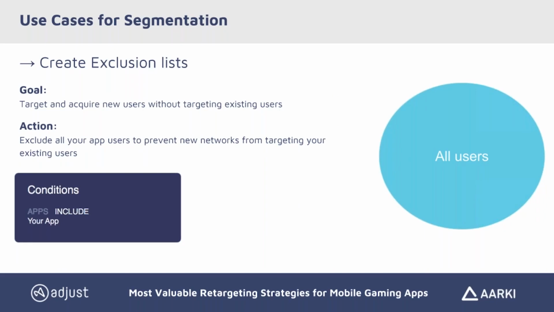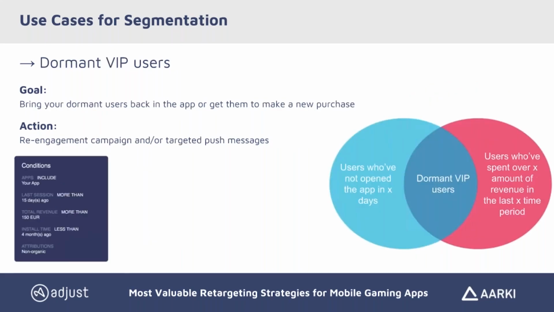So let's take a look at some cases from our clients that are already using the Audience Builder. The first case would be creating exclusion lists. You don't want to waste your money retargeting users that are already active. So all you do is create an audience, target all your active users, and ask your partners not to target them.